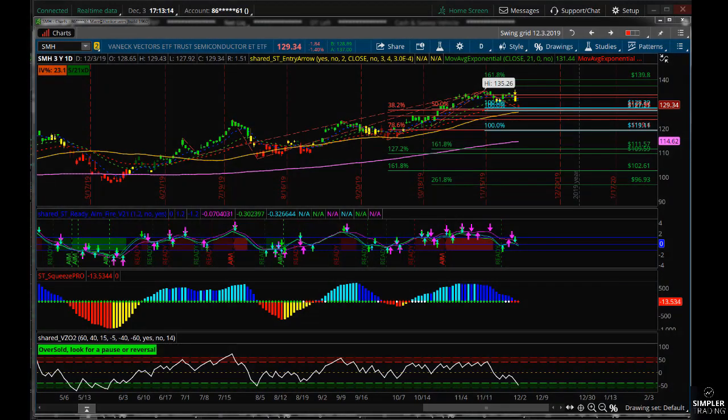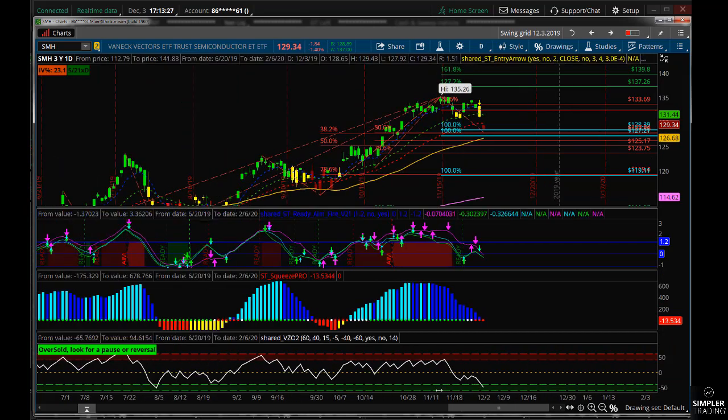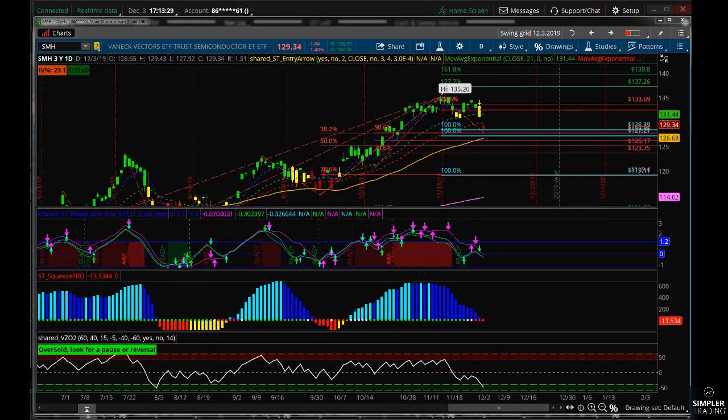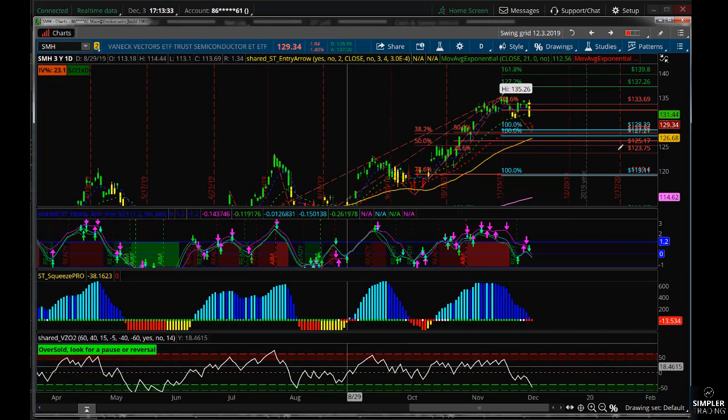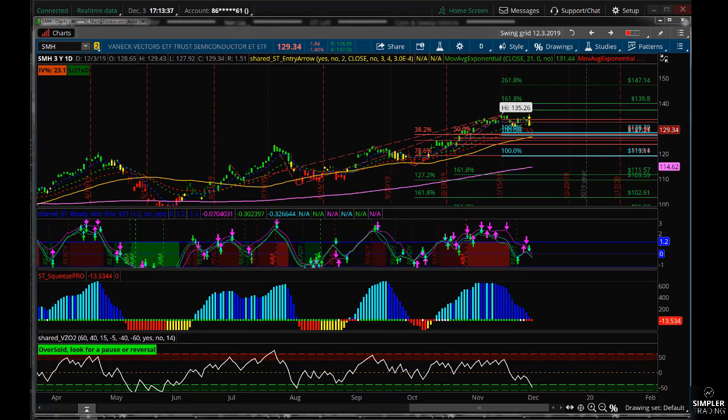So today we're going to be talking about SMH. This is one of the semiconductor ETFs that I like to follow. As you can see, it was down about 1.4% today. SMH is one of the trade war's favorite victims and typically does fall when we have an escalation of the trade war. However, what you'll notice with SMH is every single time it falls, it rallies even stronger than what it fell. So that's exactly what I'm looking for.